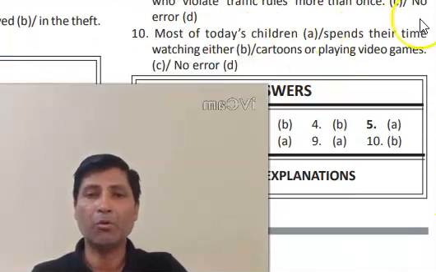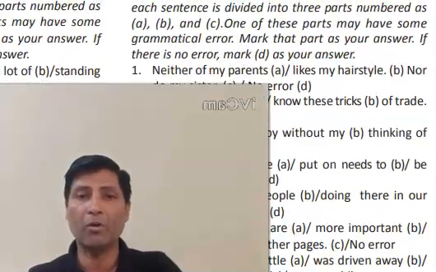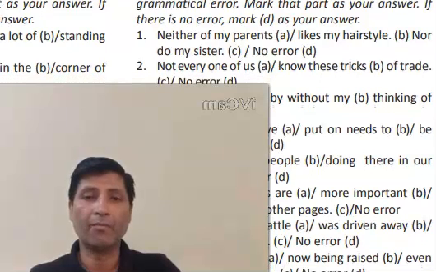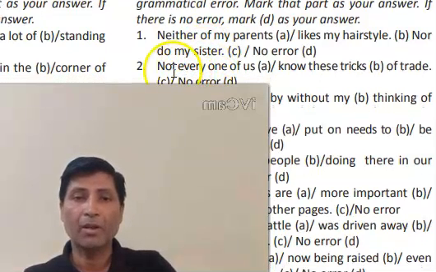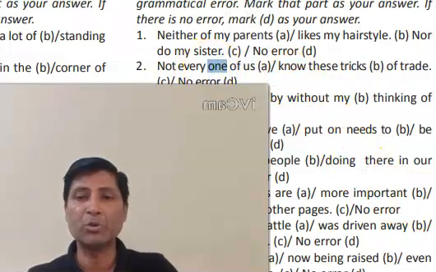Here do my sister. My sister is the subject, does. Question number 2, not every one of us. Here no is plural. Subject is not everyone. Here one of, it should be knows.